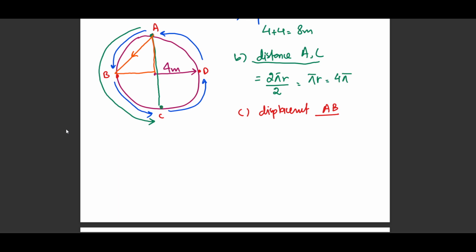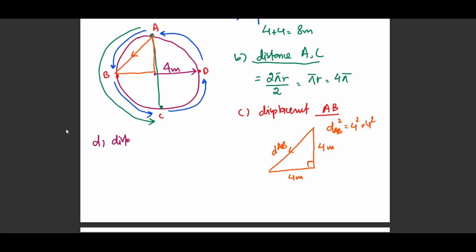So that would be a triangle that looks like this, which can be found out by the hypotenuse using the Pythagoras theorem, right? So this is 4, this is also 4 meters, and we're required to find out the displacement AB, which is this one. So you can find this out by AB squared equals 4 squared plus 4 squared, using the Pythagoras theorem, right? Then we have part D.